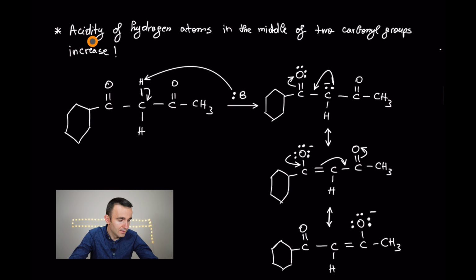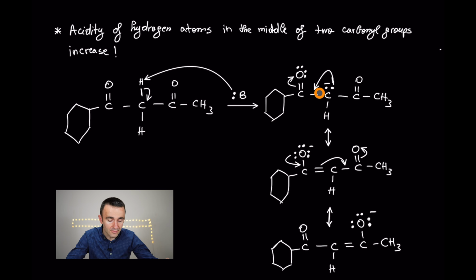Acidity of hydrogen atoms in the middle of two carbonyl groups increases. What does this mean? This means that the hydrogen atoms in the middle of those two carbonyl groups are more acidic. How are they more acidic? If we treat with a base, we are going to remove, for example, this hydrogen, and this lone pair here has the possibility to move to both sides by creating resonance structures. The more resonance structures a compound has, the more stable it is. In this case it is an anion, so this translates to a higher acidity of those two hydrogens, which can dissociate more easily.